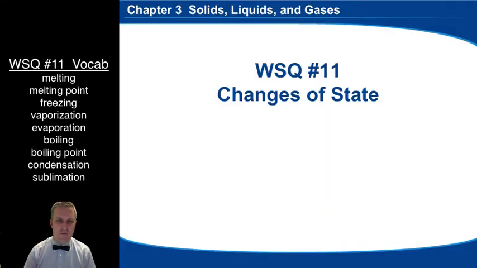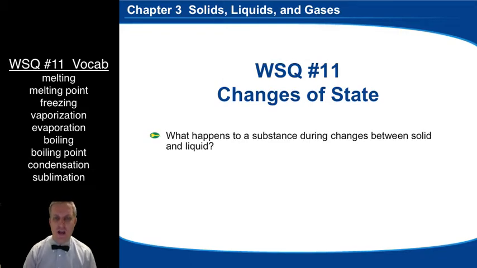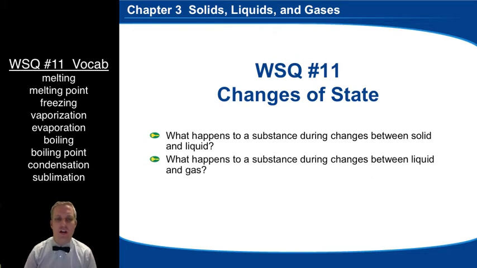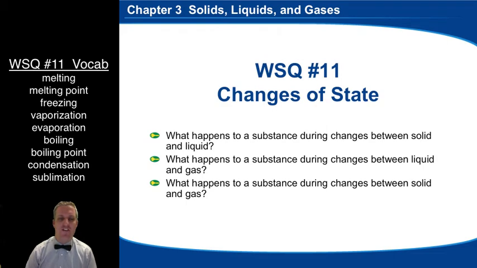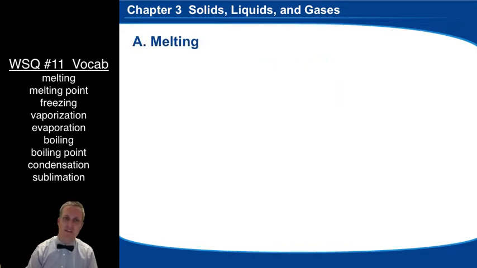All right, welcome to WSQ number 11. Today we are going to talk about the changes of states of matter, the changes of phases in matter. Specifically, we're going to look at what happens to a substance during changes between solids and liquids, between liquids and a gas, and between a solid and a gas. We're going to learn about five different state changes that will help us better understand how substances transfer from a solid to a liquid to a gas and vice versa.